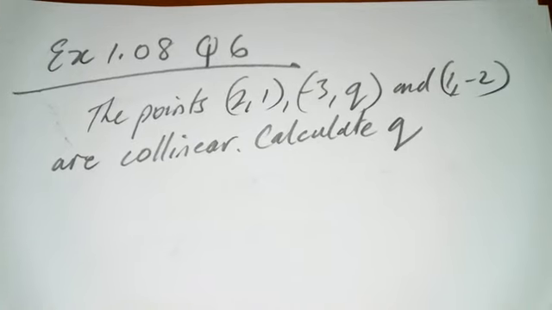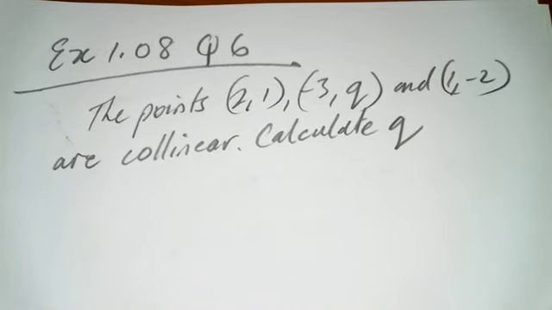All right, exercise 108, question 6. It says the points (2, 1), (-3, q) and (1, -2) are collinear. Calculate q, the value of q.